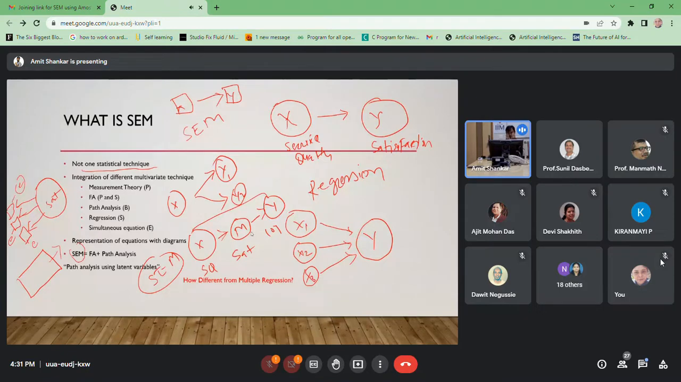These are the only three situations. Or you can say that when you have to check mediation and moderation, although it's possible in regression, when you have a complex model it's better to go with structural equation modeling. Fourth, when you want to check the model fit, that's not possible in regression. Although we get R square, that is not the right or suitable indicator to check the model fit. So these are certain reasons why we are using structural equation modeling instead of multiple regression.